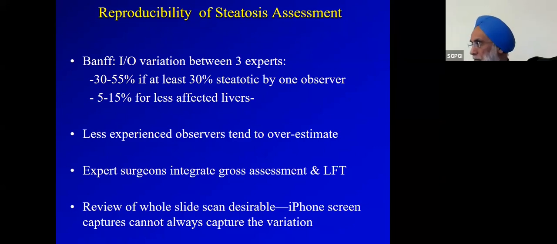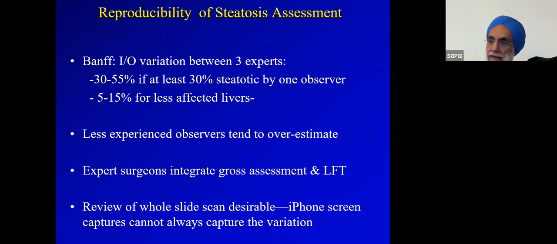Is it 45? Is it 50? Is it 35? Don't ask your pathologist that question. Just take his number and get the overall feel, and then use that number in conjunction with other features. And the less experienced observers, they tend to overestimate the fat because they will even count the smaller vacuoles as macro. So you should avoid that.